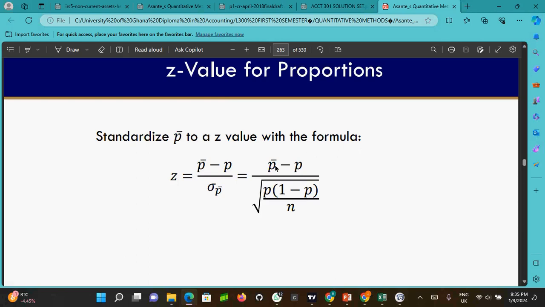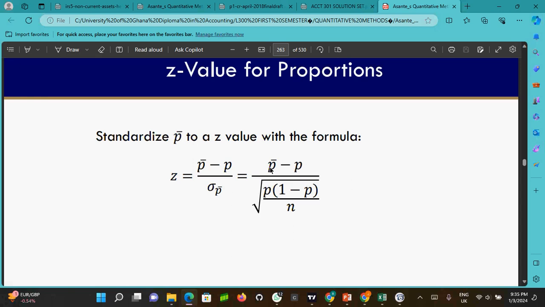So here, the proportion, always the population proportion minus the probability of success.